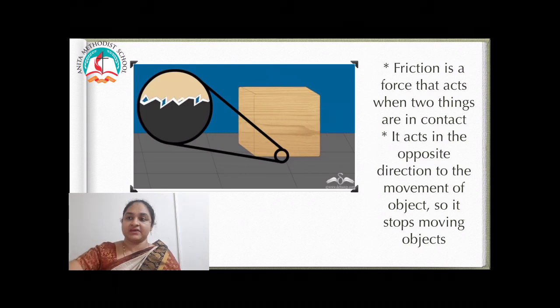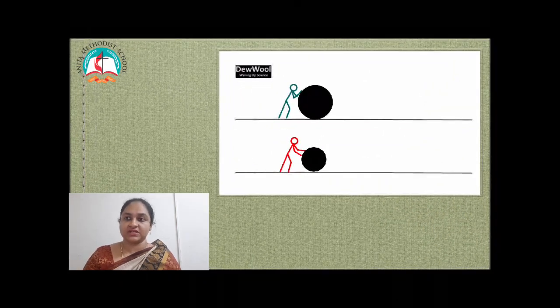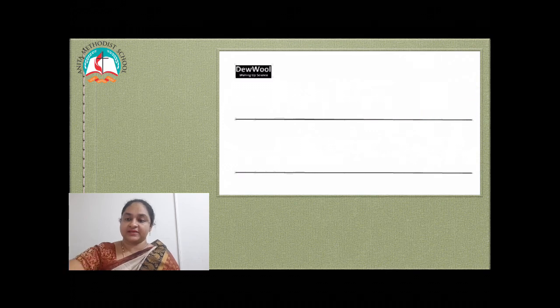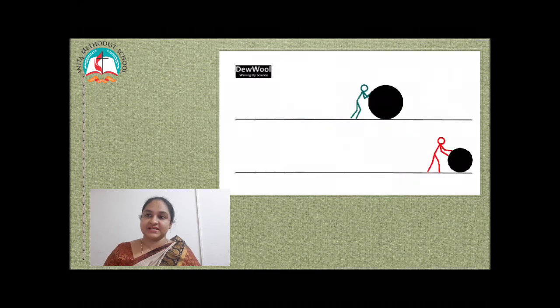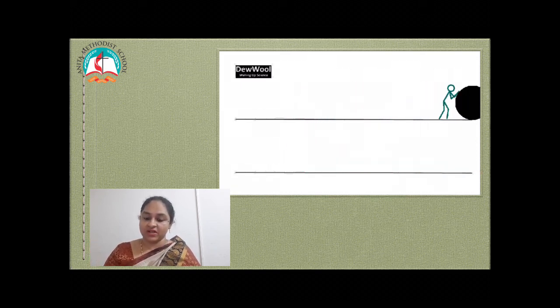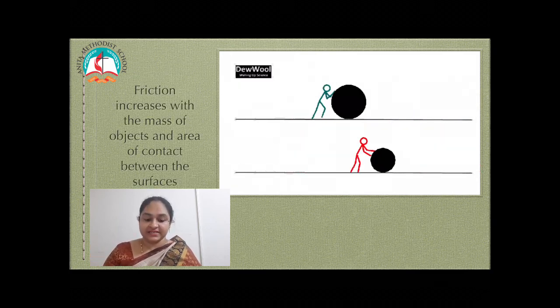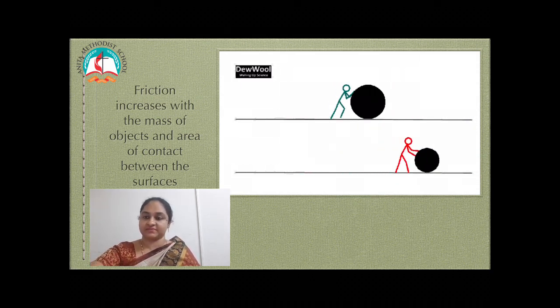Here we see people rolling balls. One ball is heavier or bigger and the other one is smaller. What do you think? Do you think the heavier ball covers the same distance as the smaller one? No, the bigger or the heavier ball will stop faster as the friction increases with the mass of the object and the area of contact between the surfaces.